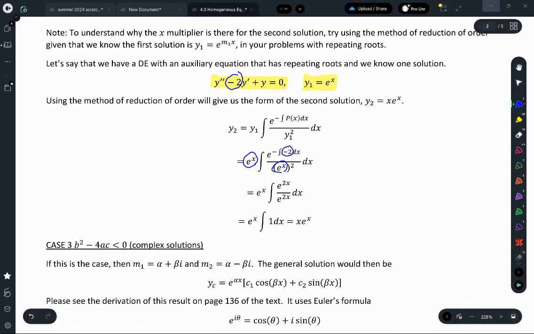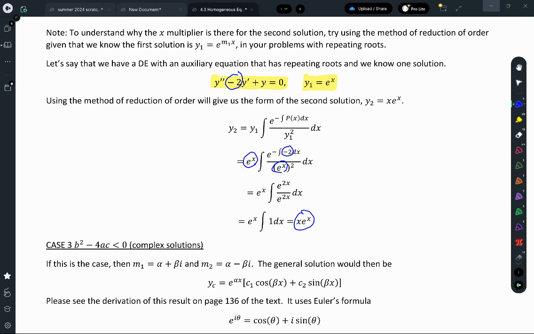And when I integrate it, I get an x. And here's my solution, x e to the x. So when y2 is going to end up being a repeat of y1, an x multiplier should show up. And in fact, if we work with even higher order differential equations and we have more than one repeat, like let's say that we have y1, y2, and y3 all got e to the x, well, then y1 gets to be e to the x, y2 is x e to the x, and y3 is going to be x squared e to the x. So that'll be something that comes up throughout our course.